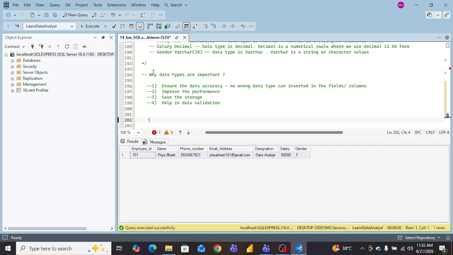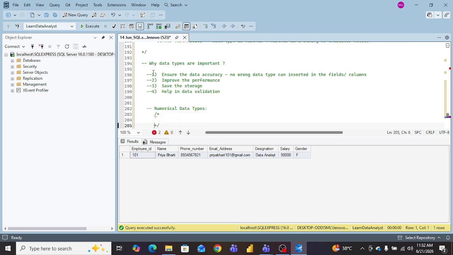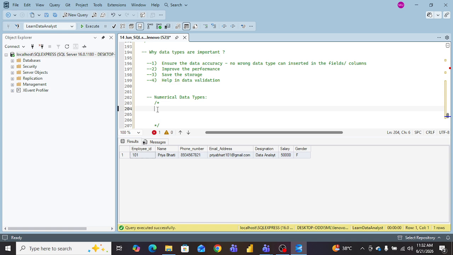So we have to learn this. First we will learn numerical data types. What are numerical data types? One is integer. I use this one, otherwise there will be confusion. Data types. So one is integer, int is the short form, and the full form is integer values.